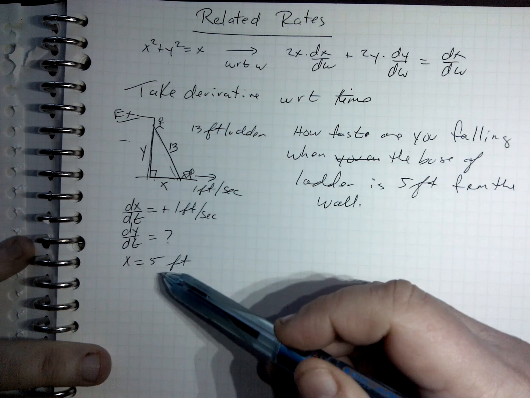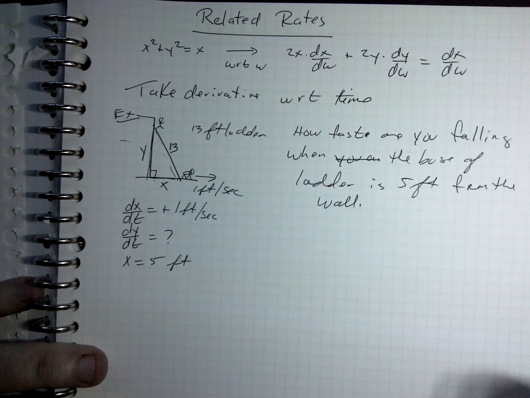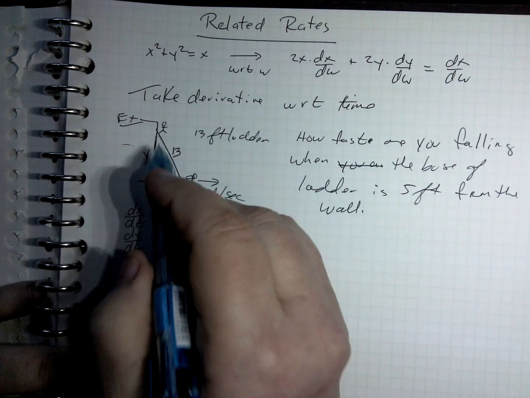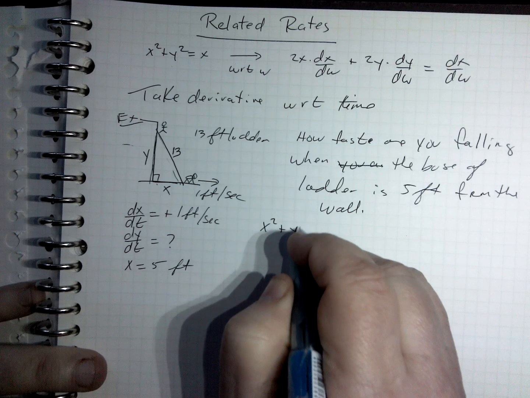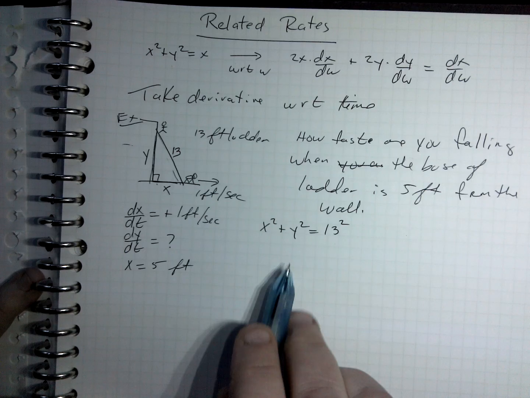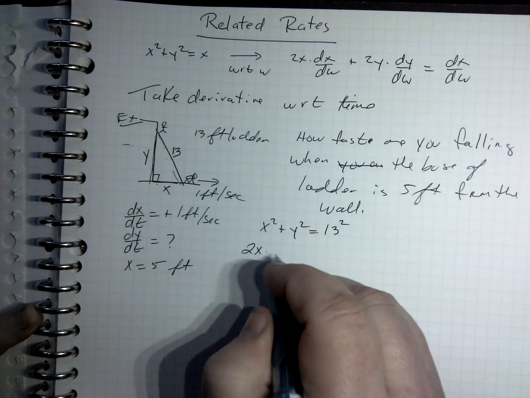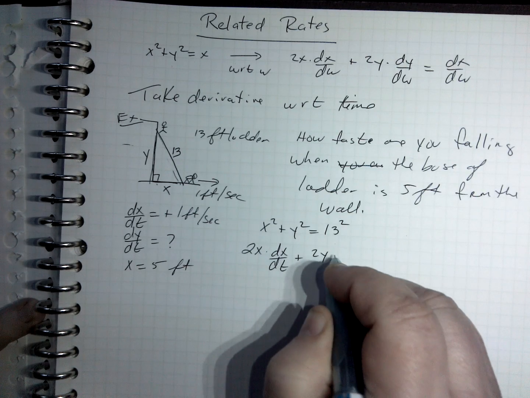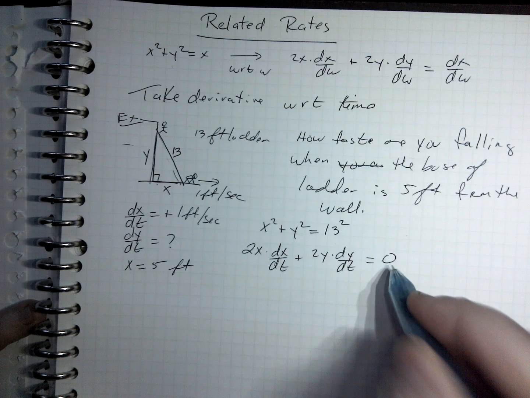So we've got x's and y's, we've got the rates for x's and y's. We want to find an equation that relates x's and y's. Well, we have a nice Pythagorean right triangle here, so I know that x squared plus y squared equals 13 squared. If I take the derivative of this with respect to time, I'll get 2x times dx/dt plus 2y dy/dt equals 0, because the derivative of a constant is 0.